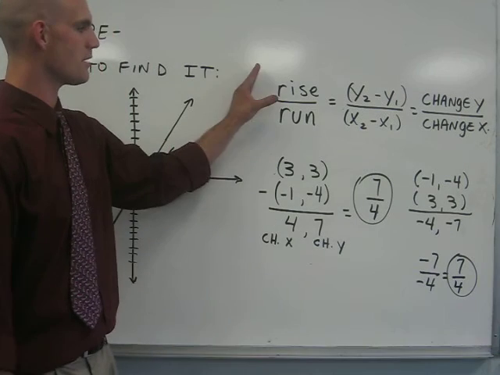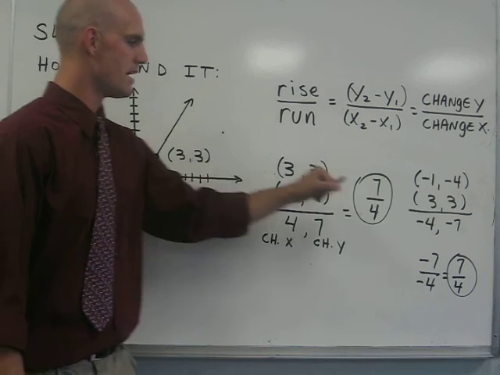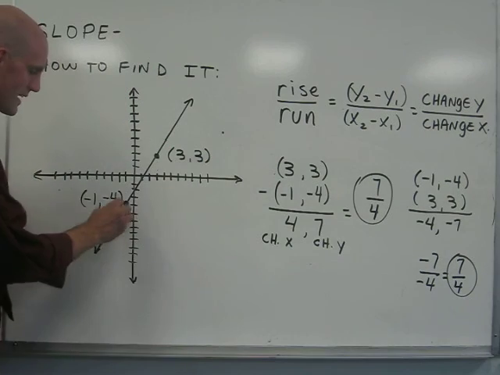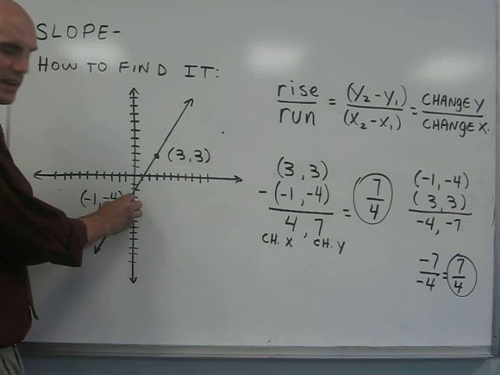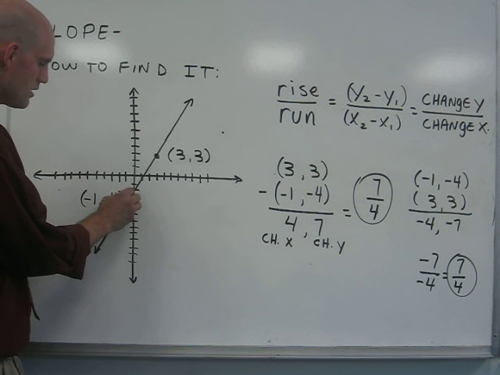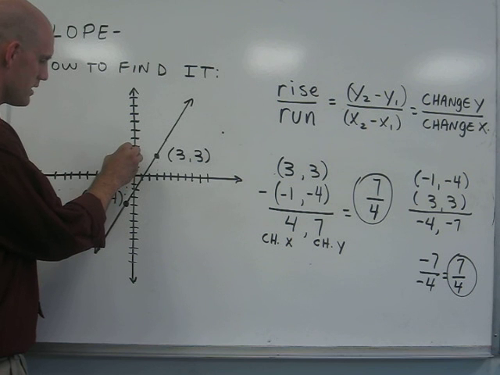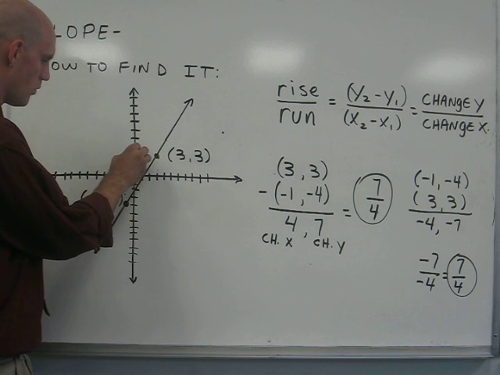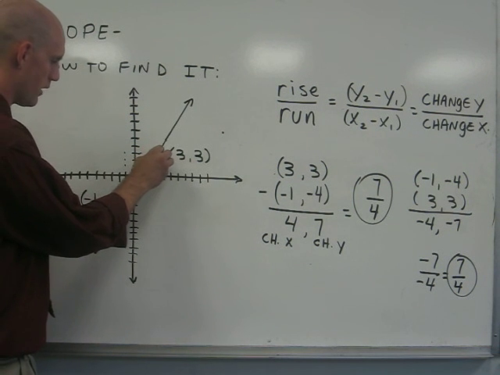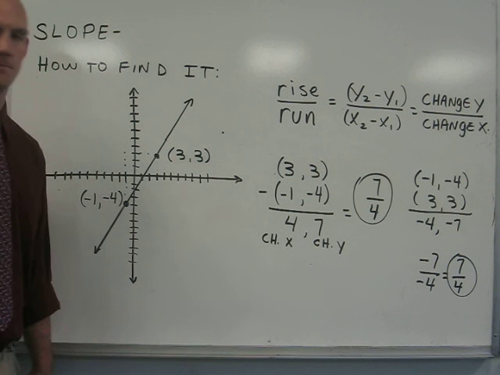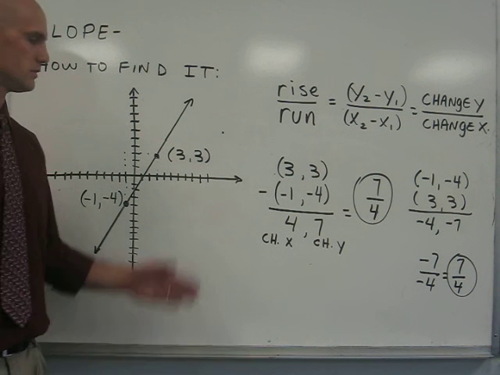The slope is found by the rise over the run. It is 7 over 4. If I count starting at (-1, -4), I can count up 7. 1, 2, 3, 4, 5, 6, 7. And over 4. 1, 2, 3, 4. Slope. Rise over run.